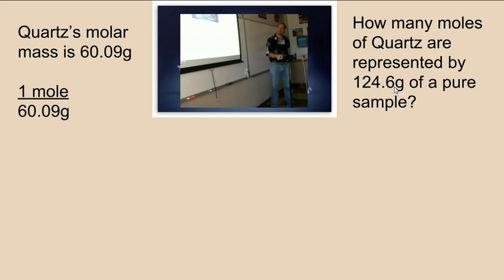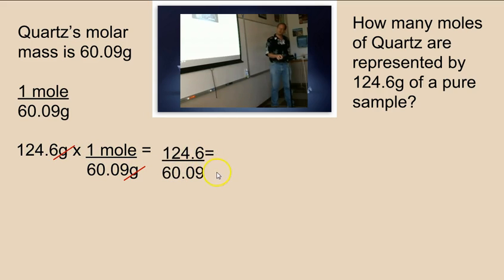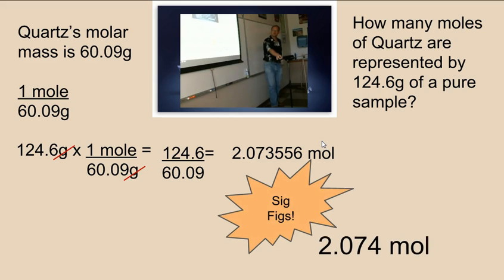If I already know that the molar mass is 60.09 grams and I have 124.6 grams of this, then I can set up a ratio here that 1 mole is 60.09 grams, right? And so 124.6 grams of something times my conversion factor, I've got to have grams cancel, grams and grams. They're going to cancel. And so I multiply across, 124.6 divided by 60.09, and I'm going to be able to tell that I have 2.073556 moles of quartz crystals, but I've got to watch my significant digits.